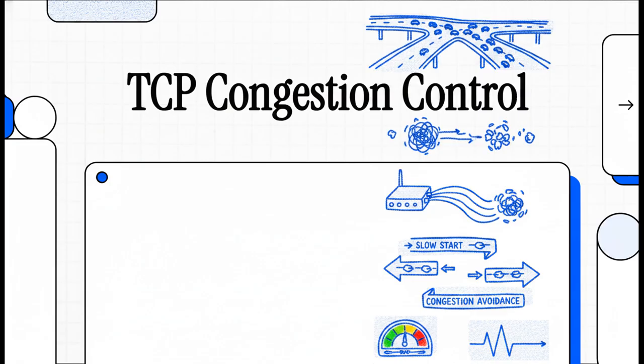Imagine millions of cars trying to merge onto a single highway at the exact same millisecond. I mean, it would be total gridlock, right? Well, the digital world faces this exact same threat constantly. So today, we're going on a proactive journey to uncover exactly how our networks prevent catastrophic digital traffic jams, specifically by looking at the fascinating mechanics of TCP congestion control.